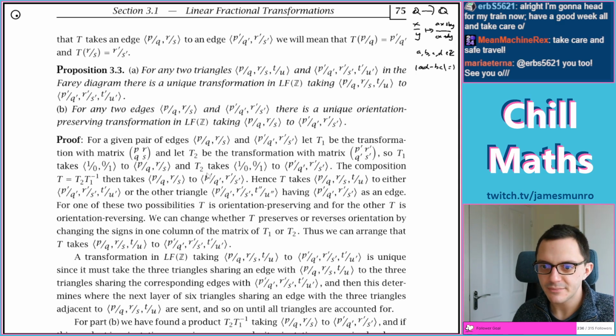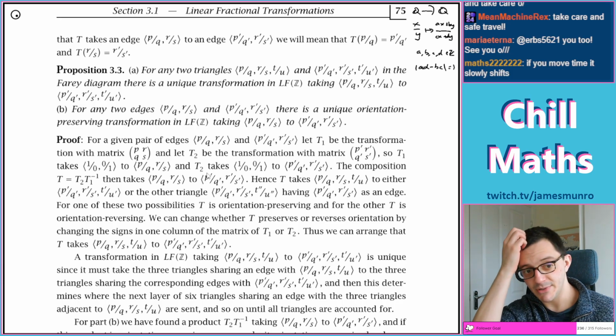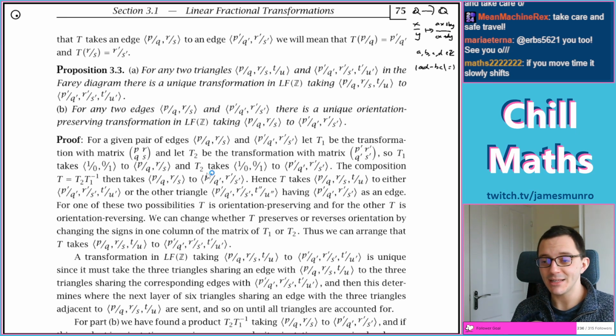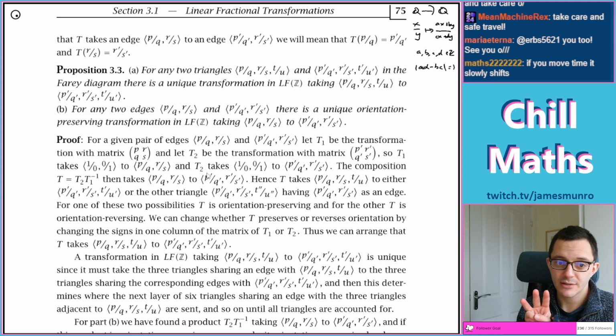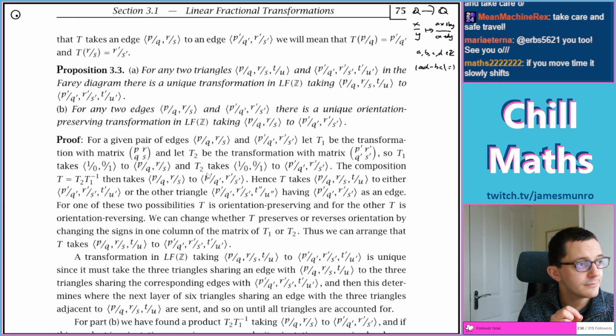Okay. I think the Mobius map is going to help me now because it says any 2 triangles in the Farey diagram, there is a unique transformation that takes one to the other. That is just a fact that I know about Mobius transformations, that they are sharply, triply transitive. For any 3 points, there's a Mobius map that takes those 3 points to these 3 points. You can specify the images of 3 points, and you get a unique Mobius map.